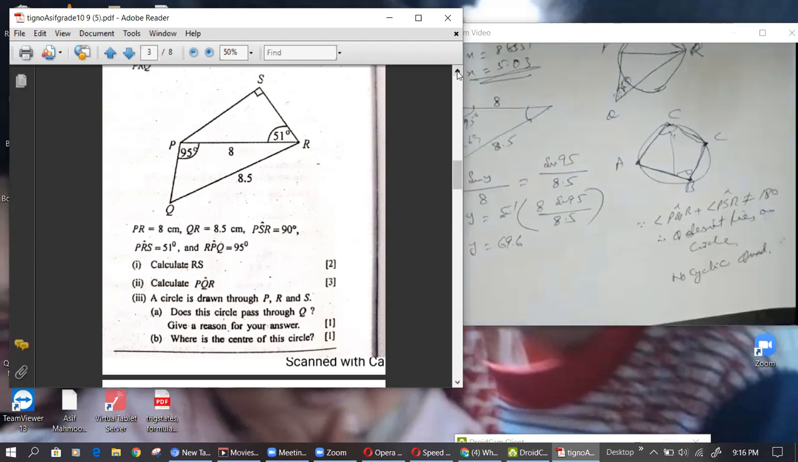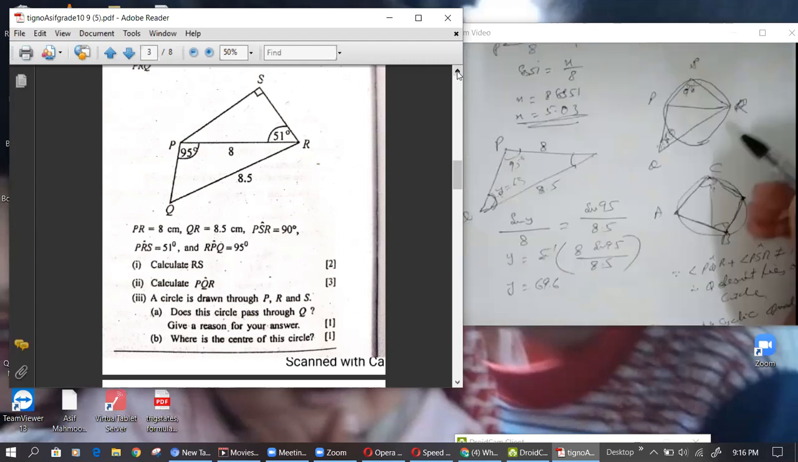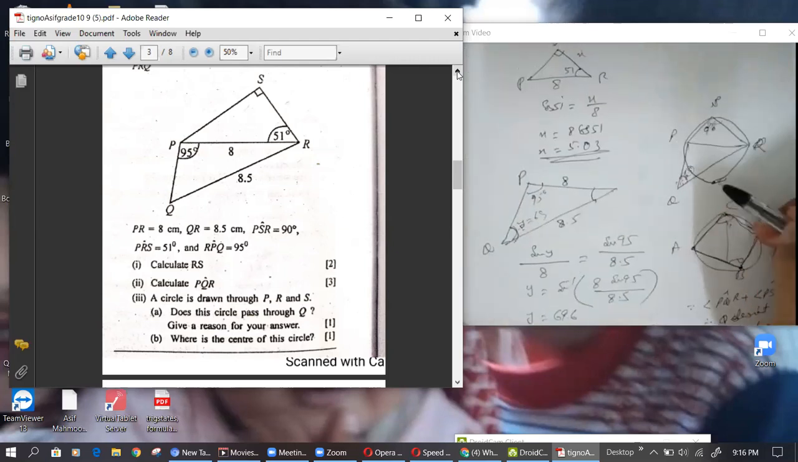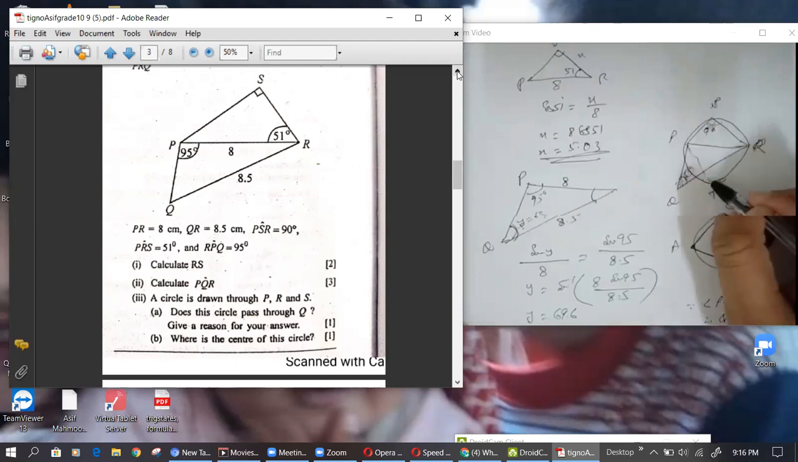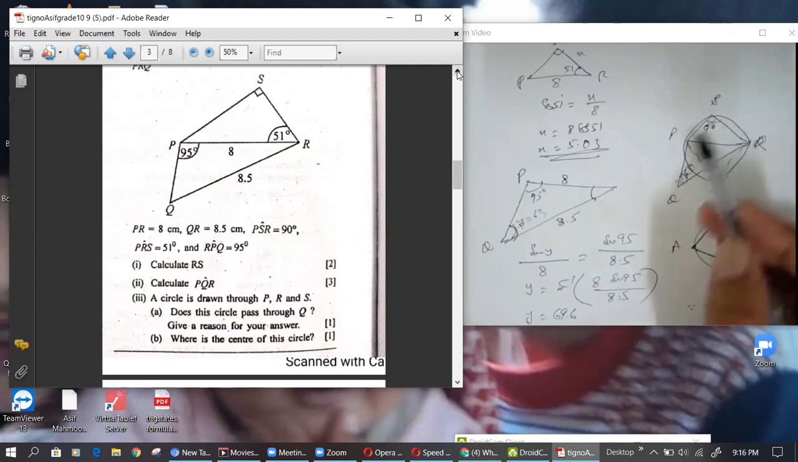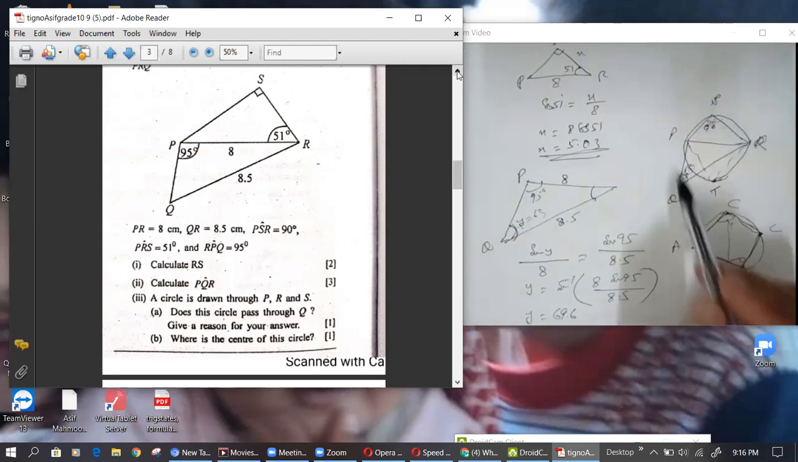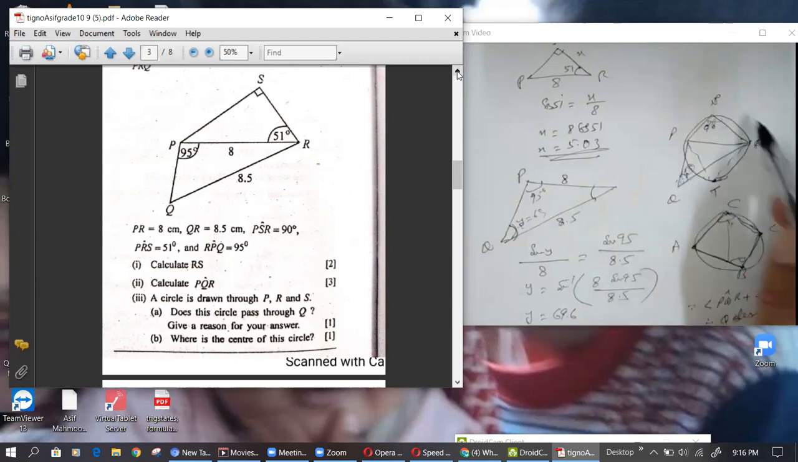So where is the center of the circle? If Q does not lie on the circle, there may be another point T over here. On which line does the center of this circle lie? This is the last part, one mark. Where is the center? PR. Yes, you are right, because it is the diameter.